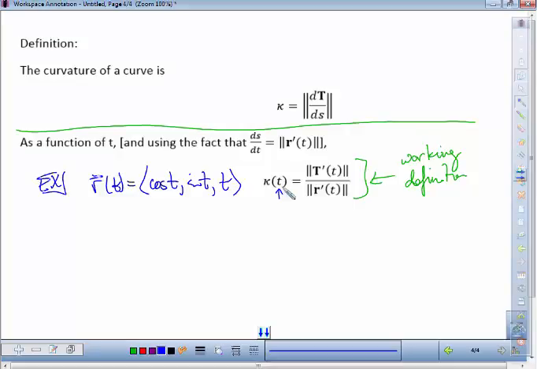But as you can see with the helix, think about the helix. How would you compare the curvature at one point on the helix versus another point on the helix? Think about a spring and think about the curvature of that. What do you think? Do you understand my question? The question was, if you look at two points on the helix, what can you say about the curvature between those two points?